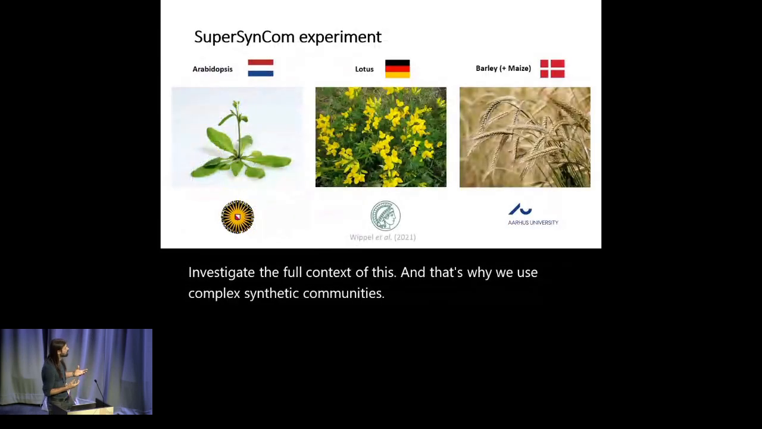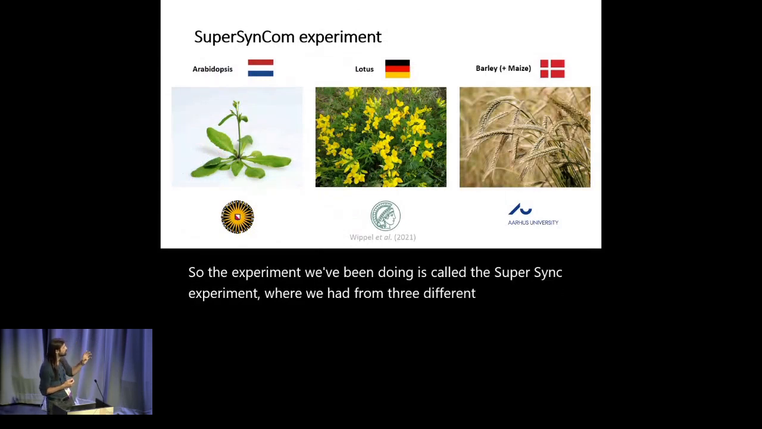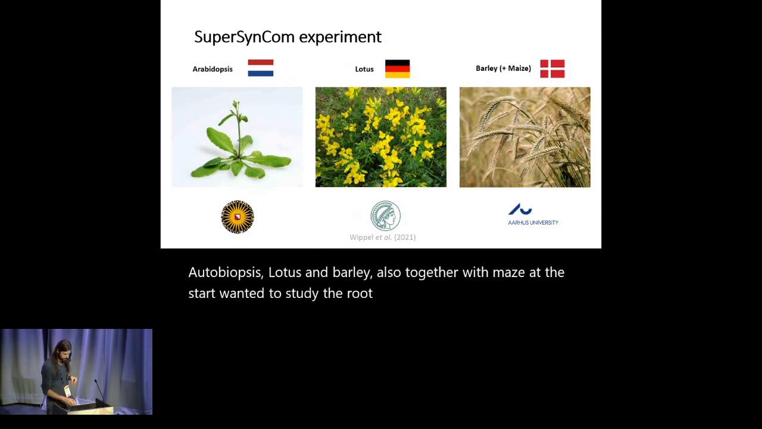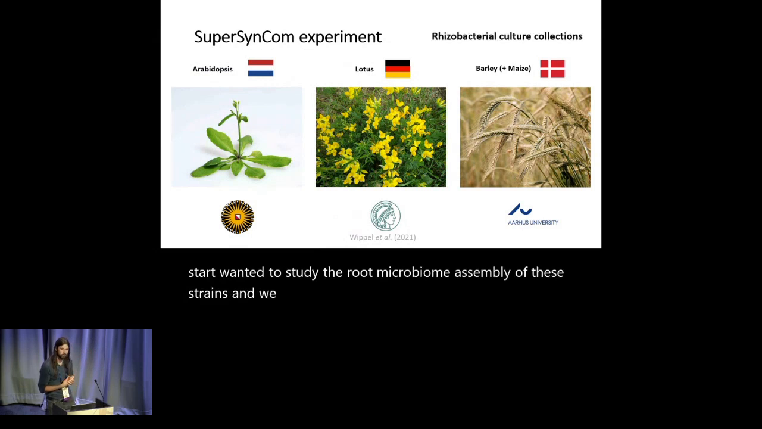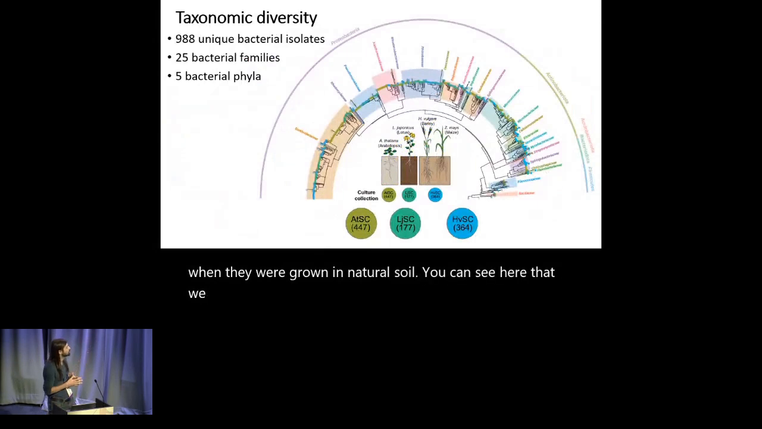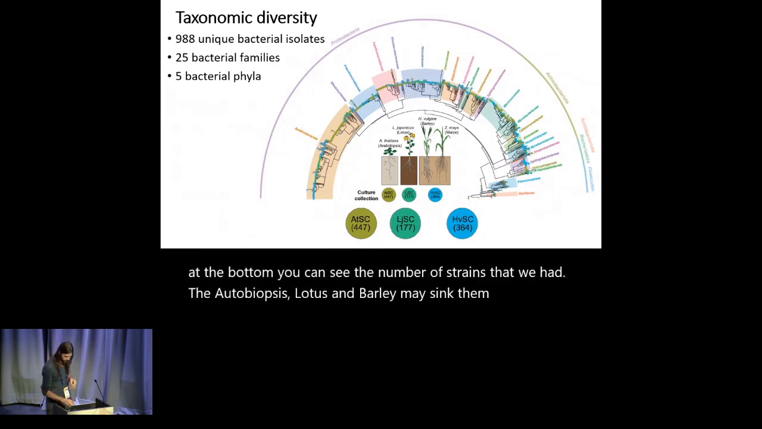So the experiment that we've been doing is called the super SynCom experiment, where we had 3 different host species, Arabidopsis, lotus and barley, also together with maize at the start, and wanted to study the root microbiome assembly of these strains. We created vast rhizobacterial culture collections when they were grown in natural soil. You can see here that we collected almost 1,000 unique bacterial strains that span 25 families and 5 phyla. And here at the bottom, you can see the number of strains that we had for the Arabidopsis, lotus and barley, maize SynCom from left to right.